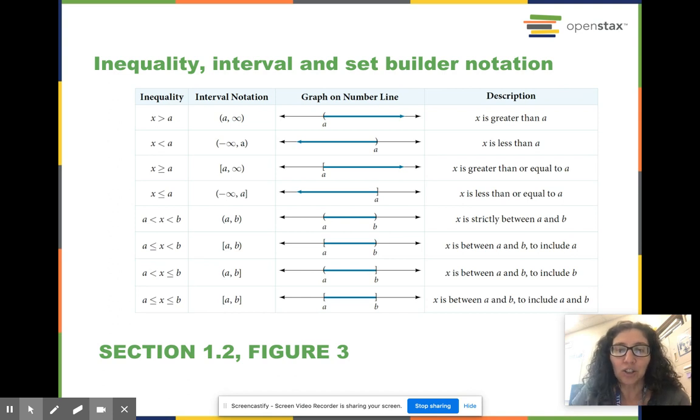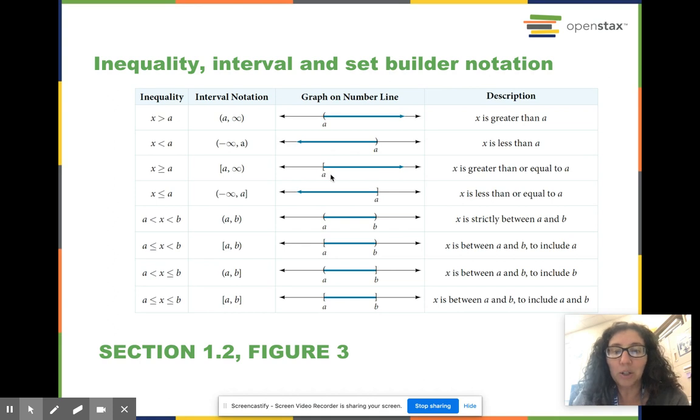So let's look at some number lines here. Okay, we've got this graph, and we've got some number A. We're not sure what it is. And if we're just going to describe what's happening, where the blue line is, we would say this is all the numbers, all the x's that are greater than A, right? And here we could say this was all the x's that are less than A.